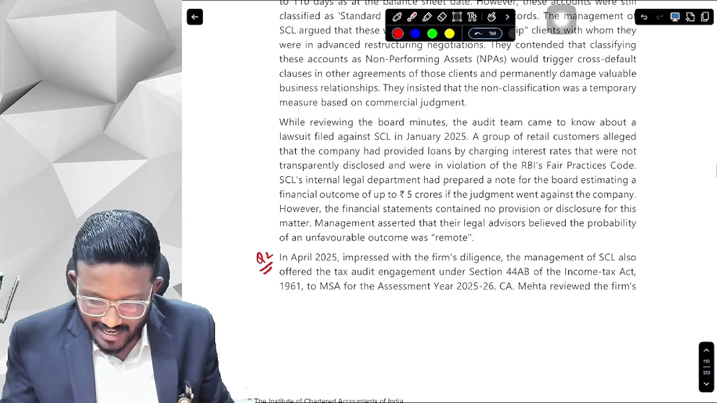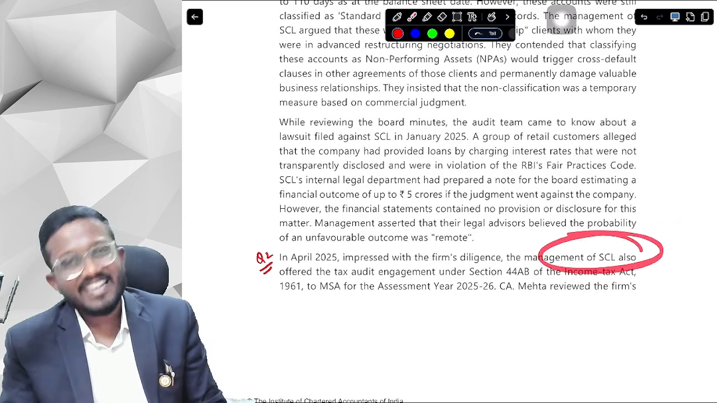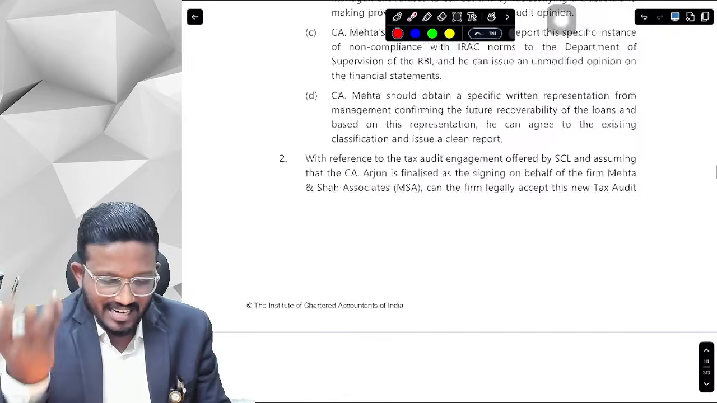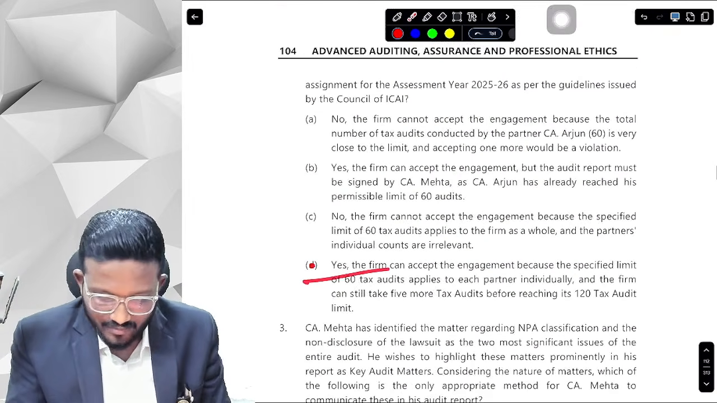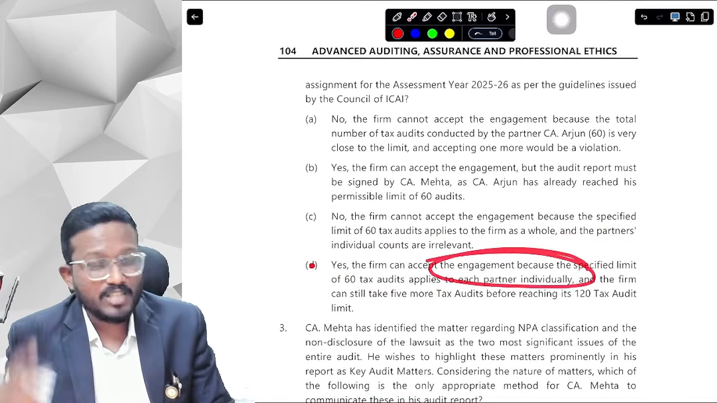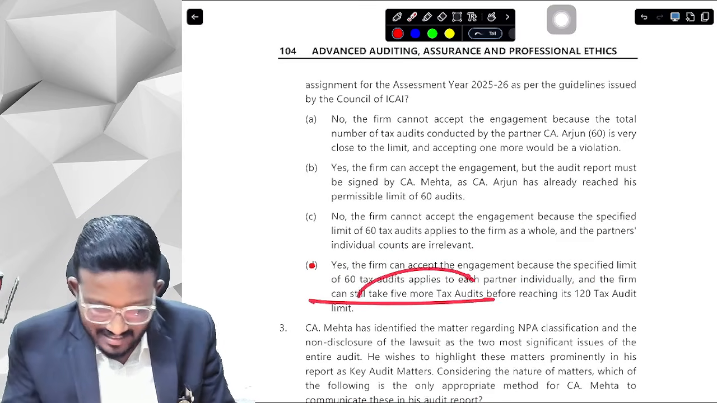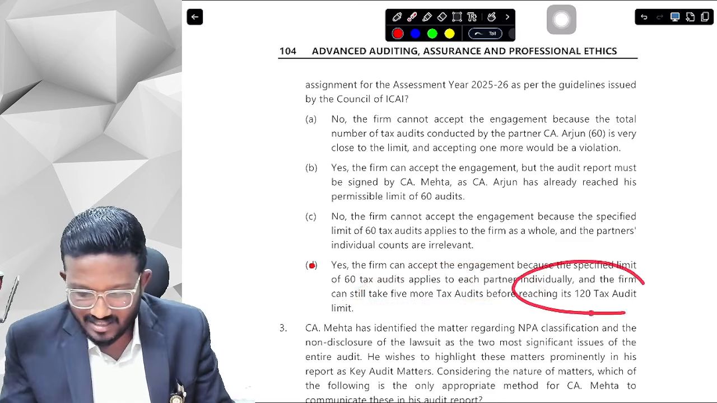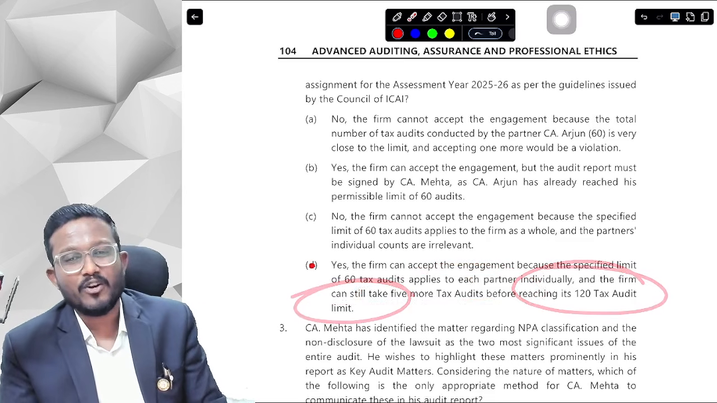So can we accept the tax audit of this particular SCL? Yes sir, we can accept because it is within the limit. That's what the question is asking. So yes, we can accept the engagement because it is within the specified limit of 60 tax audits that applies to each partner individually, and the firm can still take 5 more tax audits, which is within the limit of 120 tax audits for the entire firm.